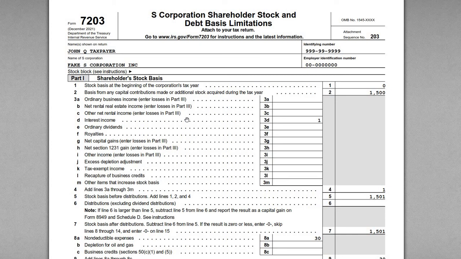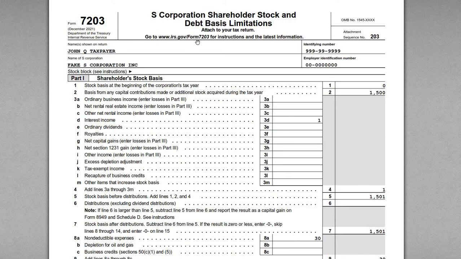Okay, for this video I wanted to go over the newly added IRS Form 7203, which is used to report the S Corporation shareholders' stock and debt basis. So why has the IRS added this form?